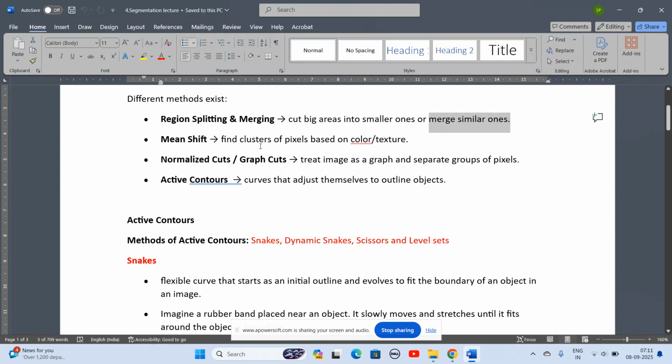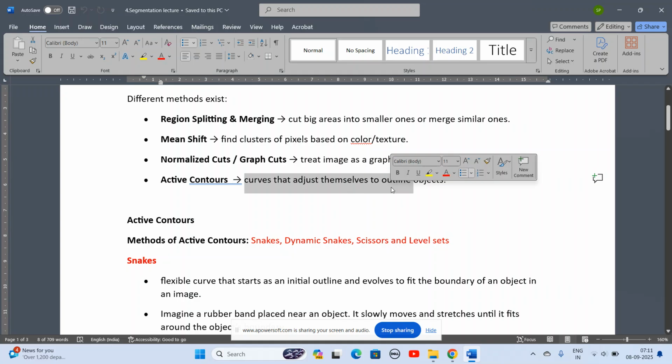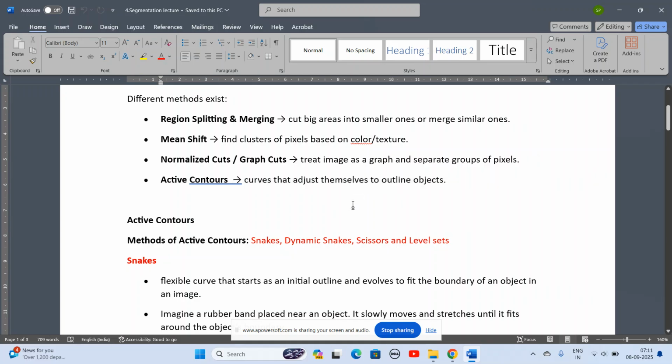Next, mean shift. We'll find clusters of pixels based on the color of the image. Then graph cut, or normalized cut, means we'll treat the image as a graph, and based on that graph we'll separate the groups of pixels. And active contour, that is today's topic. We'll find a curve that adjusts itself to the outline of the object.